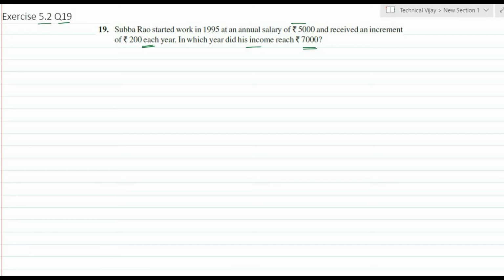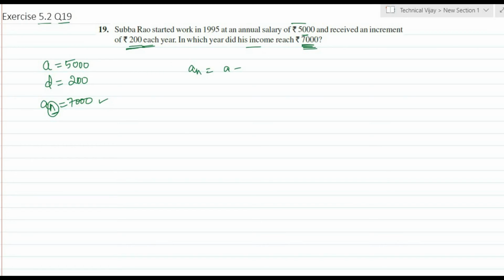So here, starting salary in 1995 is equal to 5,000. Starting salary means the starting term of the AP, that is A is equal to 5,000 rupees. So yearly it is incrementing by 200 rupees, means the common difference, that is D is equal to 200. So in which year has he got 7,000? That is AN is equal to 7,000. So at what N will he get 7,000?